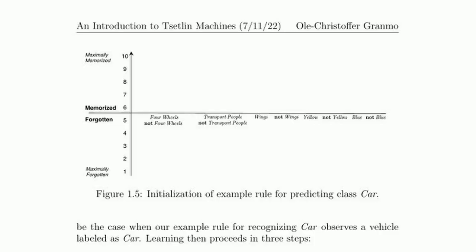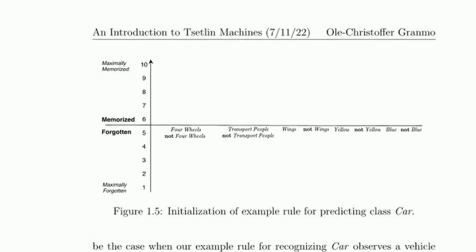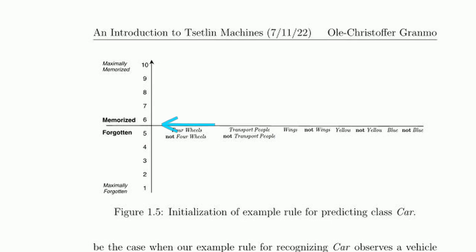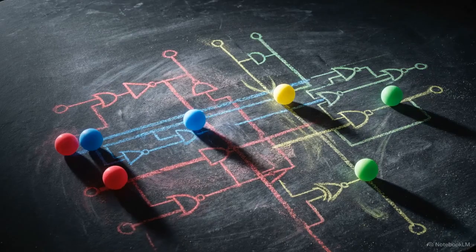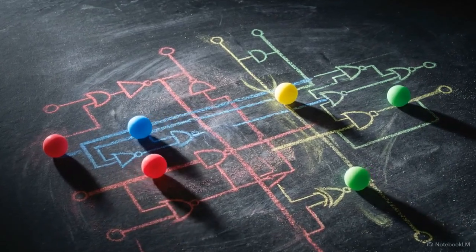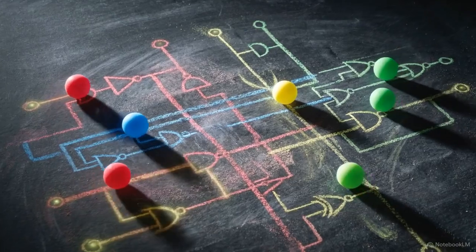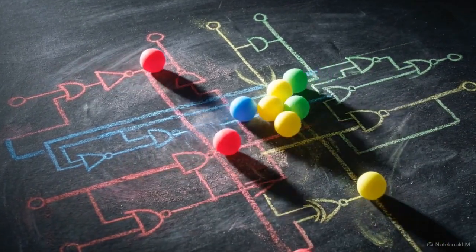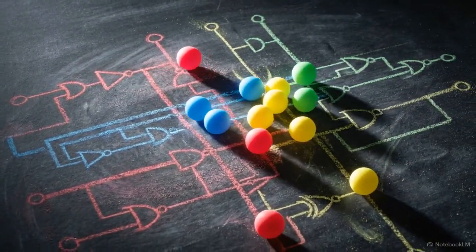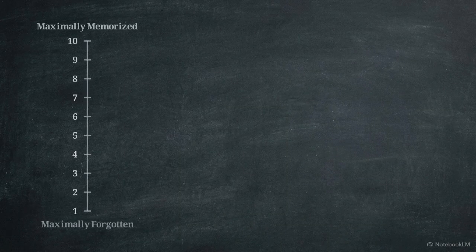This graphic shows how the machine stores these literals. Instead of statically remembering a rule forever, it places each feature on a graded memory scale, ranging from 1, or maximally forgotten, up to 10, meaning maximally memorized. By treating physical traits as binary literals and placing them on a fluid axis, the machine establishes a mathematical canvas where learning occurs dynamically.